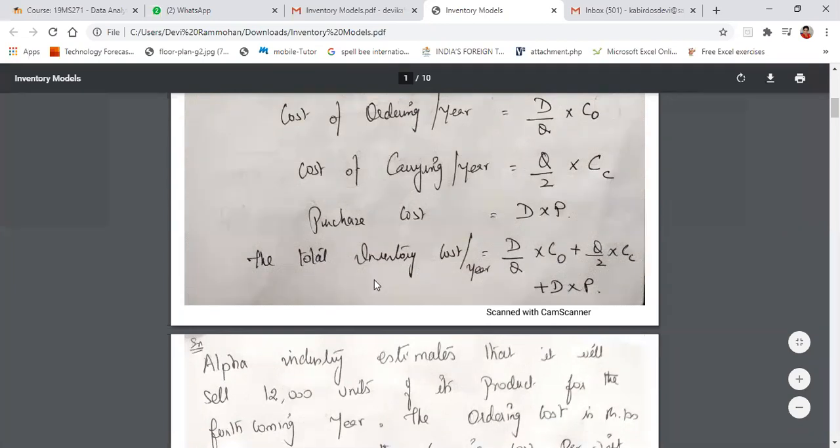So you can find out the total inventory cost here. This is one component, this is another component, and this is another component. So this is the ordering cost plus the carrying cost plus the purchase cost. These are the 3 components: cost of ordering, cost of carrying, and the purchase cost. So put together, D by Q into CO, plus Q by 2 into CC, plus D into P. These 3 components together we call the total inventory cost. You add all these 3, you will get the total inventory cost.